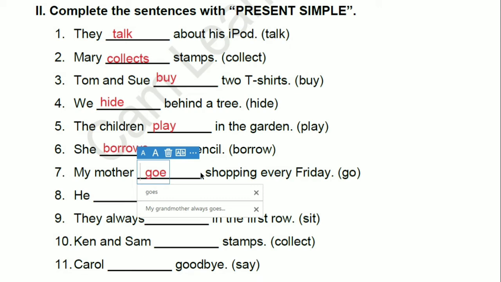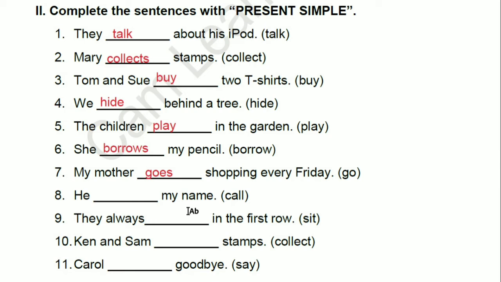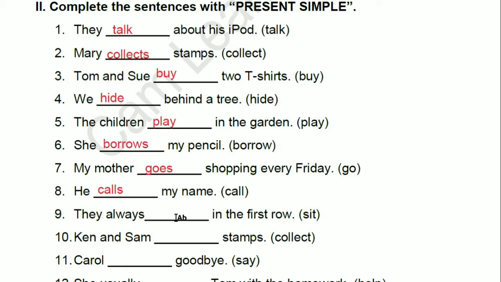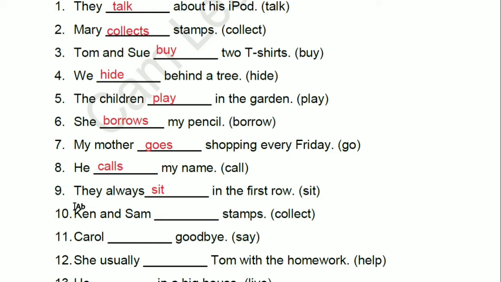Goes. And number eight, he my name. The verb call. He is also third person singular. If used with the verb, with S, right? He calls my name. And number nine, they always in the first row, sit, the verb sit, they always. So the noun is they, right? So sit, the same, no changing, okay? No adding S-E-S or I-S in here, right? Okay, they always sit in the first row.